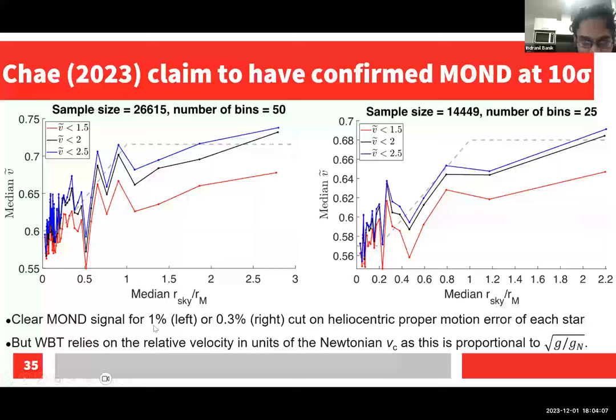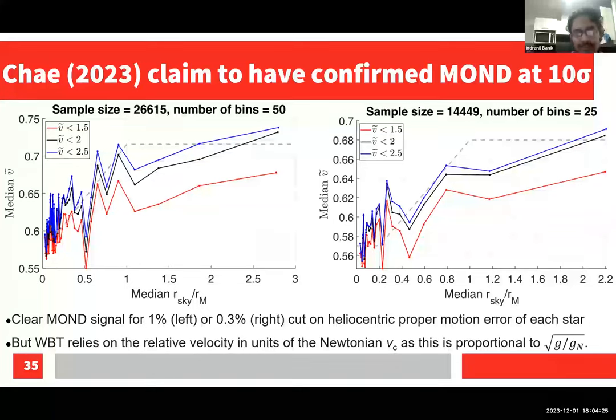What is being targeted with this 1% is not V tilde, it's the heliocentric proper motion error of each star. So basically, if a star is moving at maybe 30 kilometers a second, the heliocentric proper motion has to be accurate to 300 meters a second, which is a lot compared to the relative velocities of wide binaries, which would typically be 200-300 meters a second.